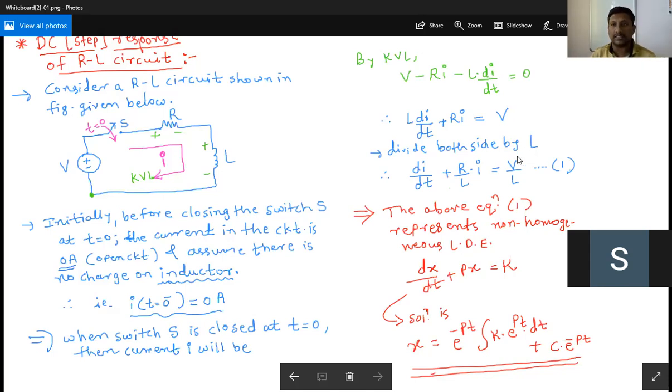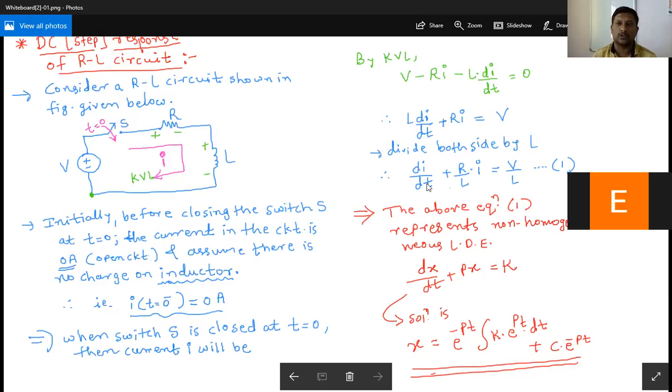Why am I doing this? Anyone can tell? I already told the reason why I am dividing both sides by L. Because the coefficient there should be 1. Yes, very good. So for the higher order term, higher order means what? Derivative higher order. Here it is only first order. So for the higher order derivative term, the coefficient must be 1.